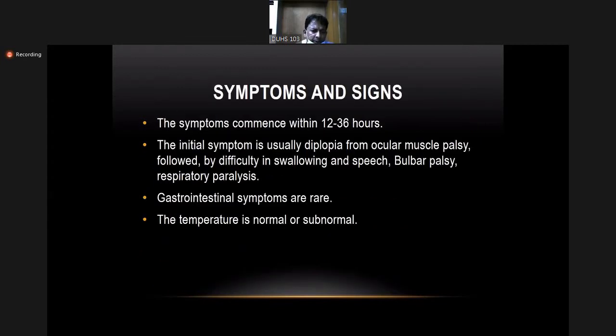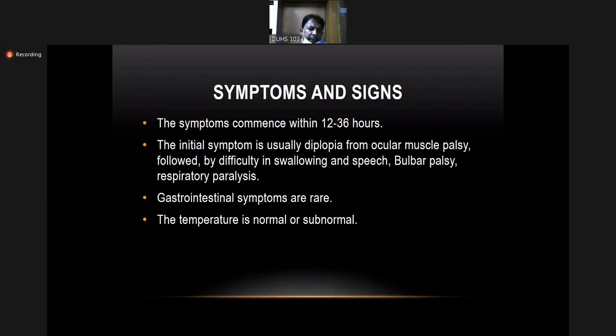Signs and symptoms commence within 12 to 36 hours. It requires about 8 to 12 hours to initiate the toxicity, but up to a maximum of 36 hours, the signs and symptoms are at the maximum level. The initial symptom is usually diplopia, from ocular muscle palsy, followed by difficulty in swallowing and speech, bulbar palsy, and respiratory paralysis. This is a very dangerous toxicity in food poisoning, botulism toxicity.